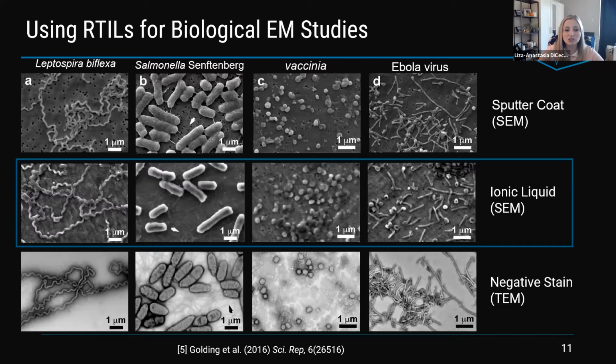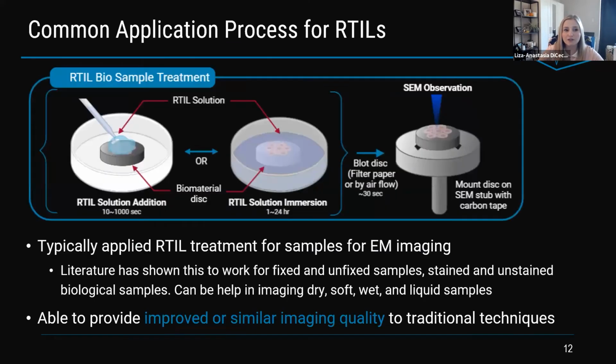So we researched this technique more, and we found this is a typical application process when you're using ionic liquids in EM applications. So here I'm specifically showing for SEM, but I do have some TEM stuff coming down the line. And so in this case, you typically have an ionic solution that you're preparing. Normally, I see this in percentages from 1 to even 20% volume percent of an ionic liquid to an immersion solution like water or ethanol.